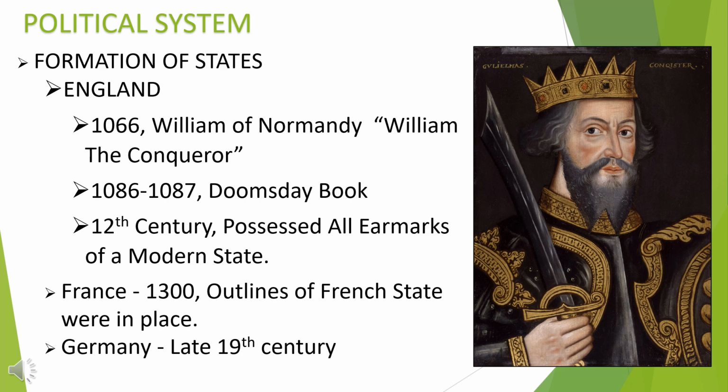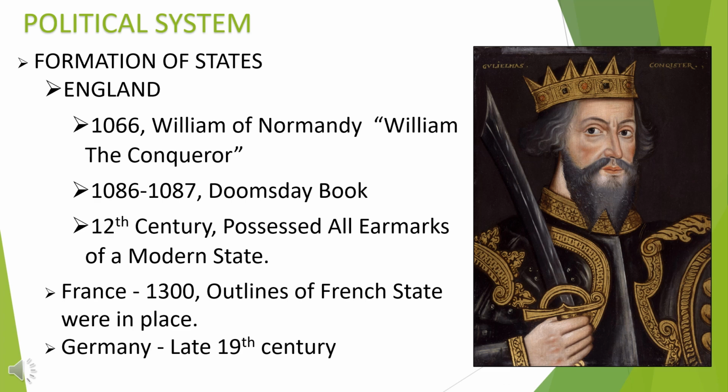In 1066, William of Normandy, aka William the Conqueror, invaded England. He also created what is called the Domesday Book in 1086 to 1087, which was a thorough and detailed census in England that was used for tax purposes. Then in the 12th century, England possessed all earmarks of a modern state.